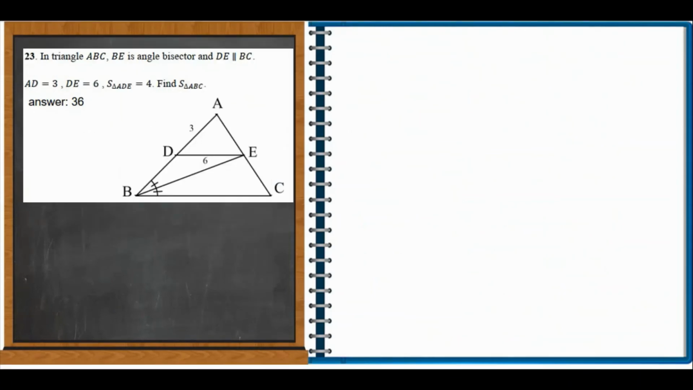Number 23. This is also about geometry. We have triangle ABC. BE is the angle bisector. In other words, BE cuts the angle B into equal parts. And DE is parallel to BC. Then AD is 3. DE is 6. The area of ADE equals 4. We must find the area of triangle ABC.